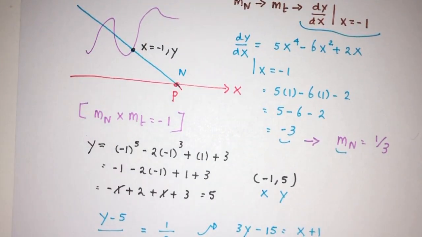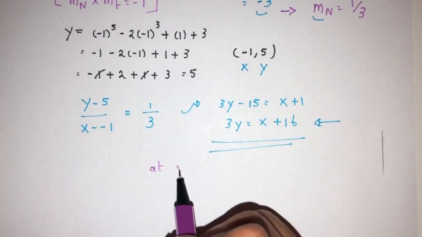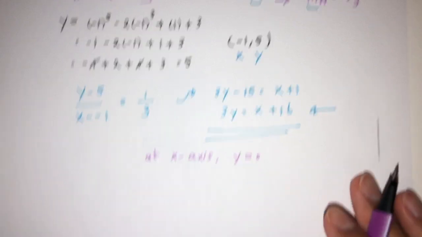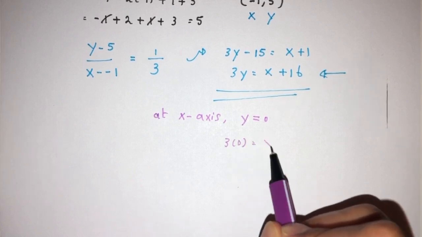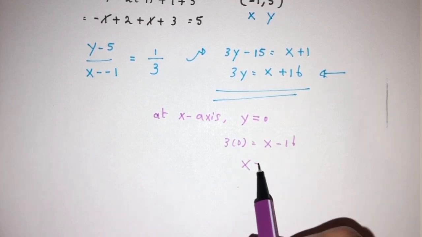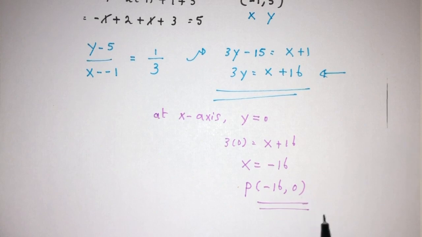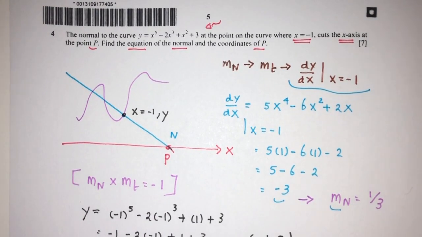Now I need to find the point P. The point P is on the x-axis. So what do I say? On the x-axis, what do we know? We know the value of y has to be 0. So replace, you will have 3 times 0 equal to x plus 16. So x has to be minus 16. So the point P has to be minus 16 and 0. Okay, this is question number 4, to find the equation of the normal and then find the point P.